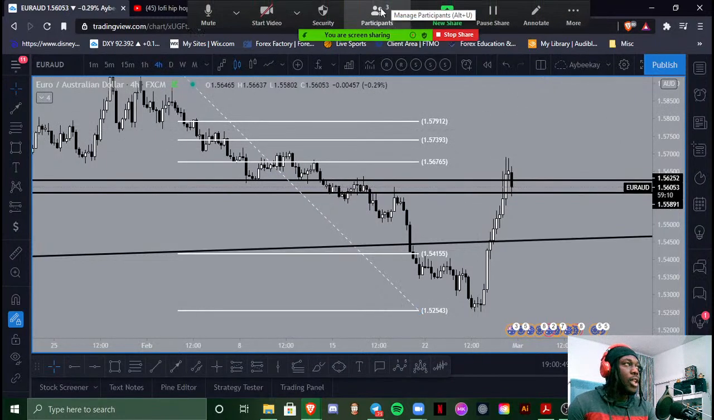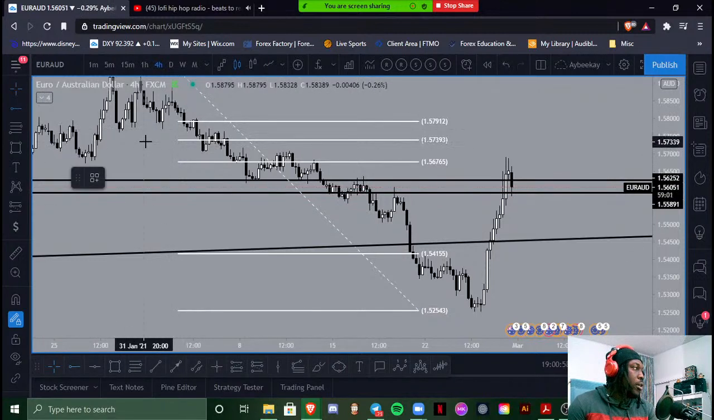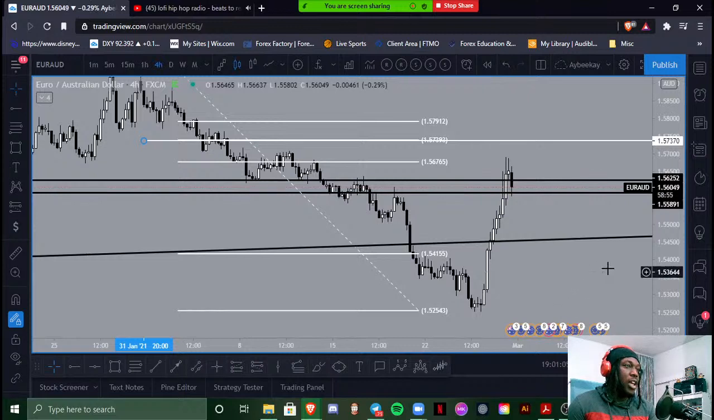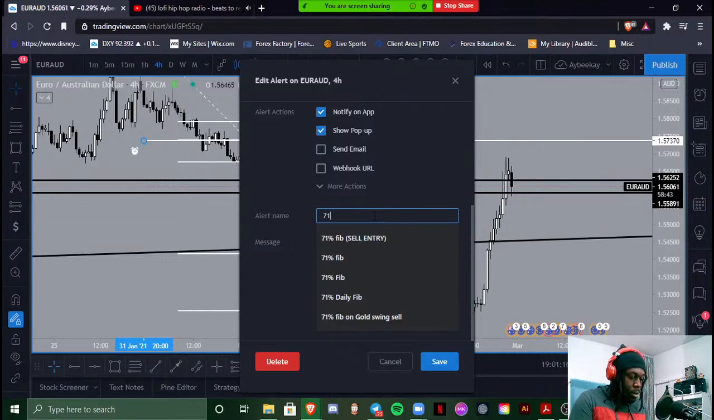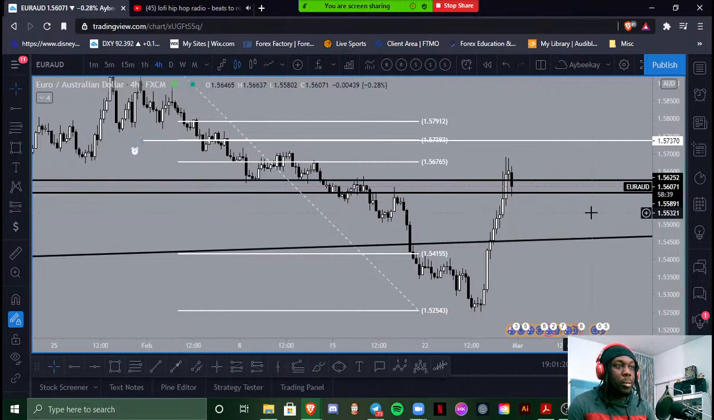So that is for EURAUD. Gonna go ahead and draw an alert there. Sorry, gotta edit this. 71% fib sell entry for EURAUD. Okay.